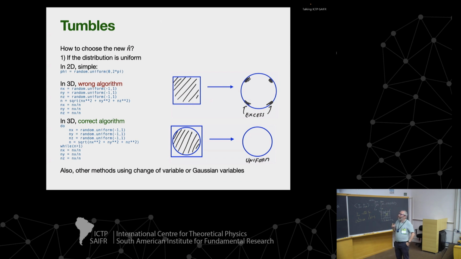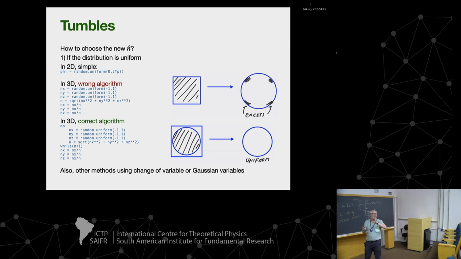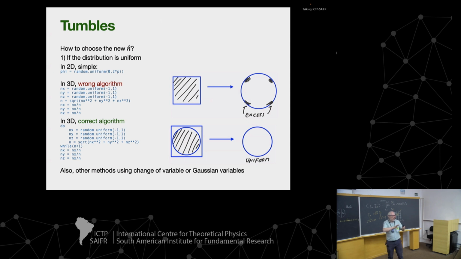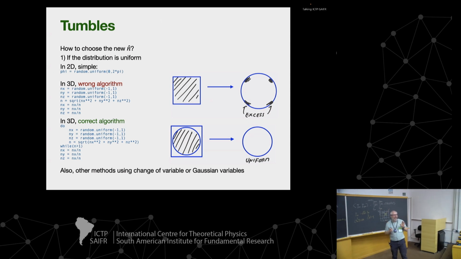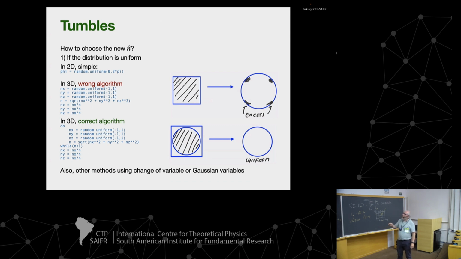In 3D, there's a temptation of an algorithm that is wrong. But I want to write it because normally you find it in codes, some student codes, and you get then weird results. You don't understand why. And so the wrong algorithm is to say, okay, I'm going to take the component x uniform between -1 and 1, the director y uniform between -1 and 1, set, etc. Then you compute the norm, and then you normalize.